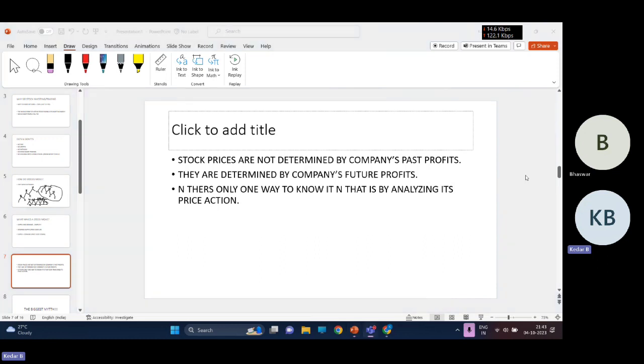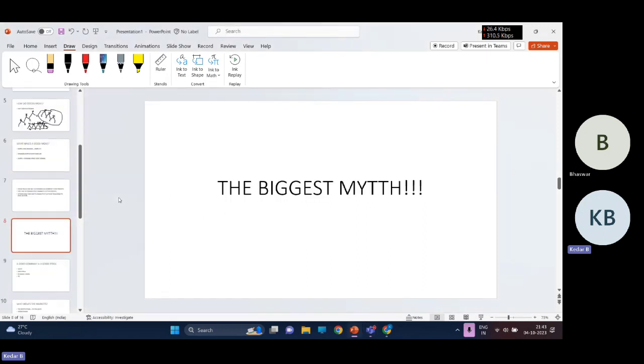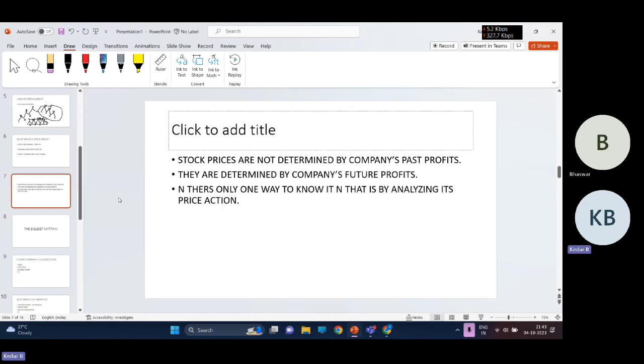So the only way to know is by analyzing its price action. You won't get to know what the stock is going to do by reading its profit reports, or studying the company. It's no requirement. You only need to see the charts. You only need to see the price action, what it is doing. So that's all that matters.